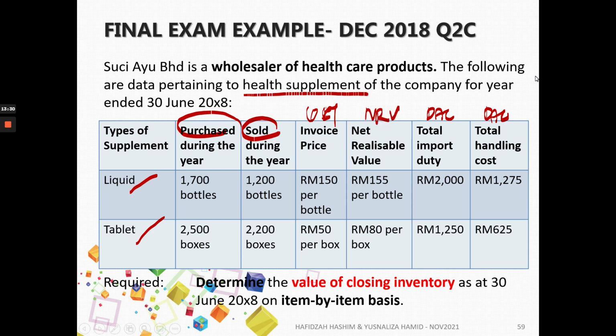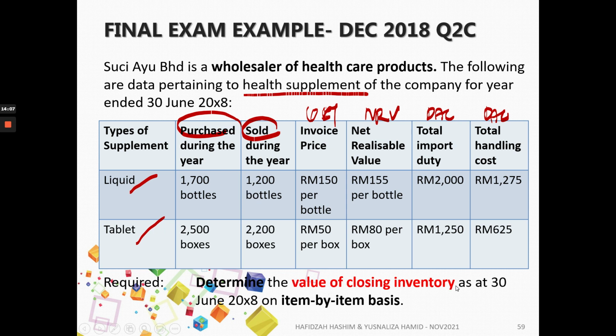So these are all per bottle with the exception for the total import duty and handling costs. These are the total for 1,700 bottles of liquid supplement, whereas 1250 and 625 is the total for the 2,500 boxes of tablet purchase, and these are for the purchase numbers that were the figure given here, right? So you need to be extra careful when you go and calculate your closing inventories as required by the question.